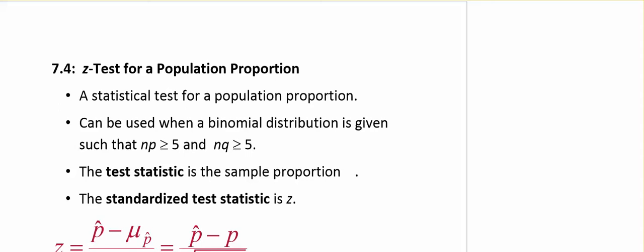This morning's video is about 7.4, running a z-test for a population proportion. The test statistic for population proportion is p-hat, and we're going to use p-hat to make some conclusions about p. Now, we can only use it if the sample size is big enough, so we do need to check that n times p and n times q are greater than or equal to 5.